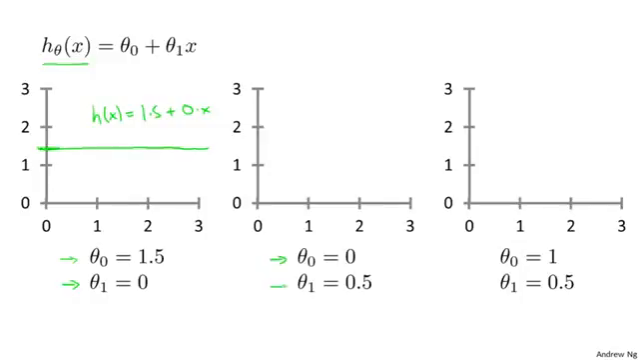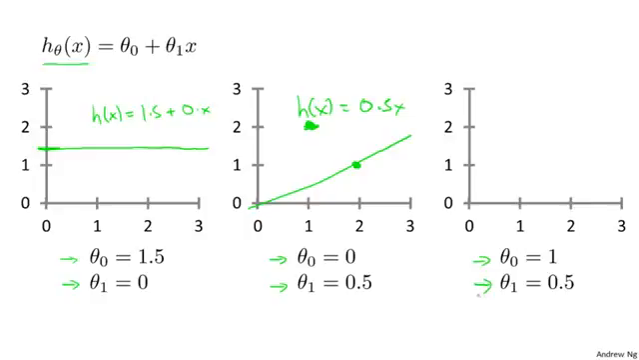If theta 0 equals 0 and theta 1 equals 0.5, then the hypothesis will look like this. And it should pass through this point 2, 1, since you now have h of x, so really h subscript theta of x, but sometimes I'll just omit theta for brevity. So h of x will be equal to just 0.5 times x, which looks like that.